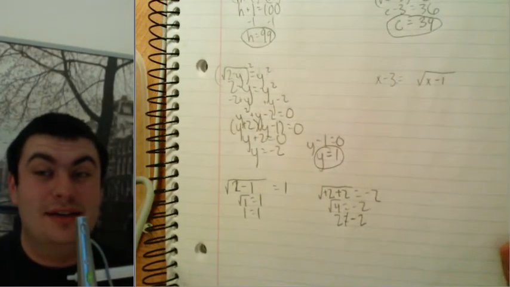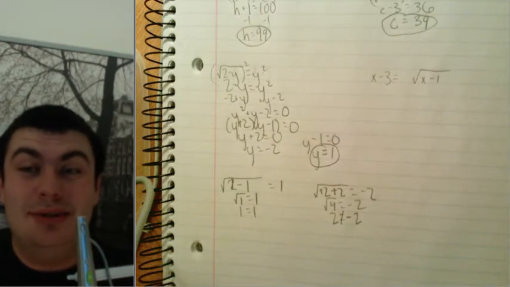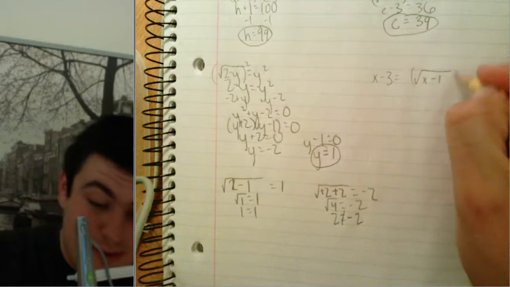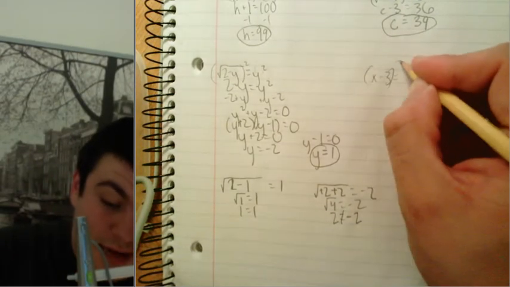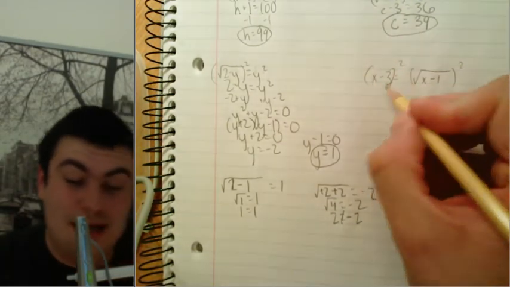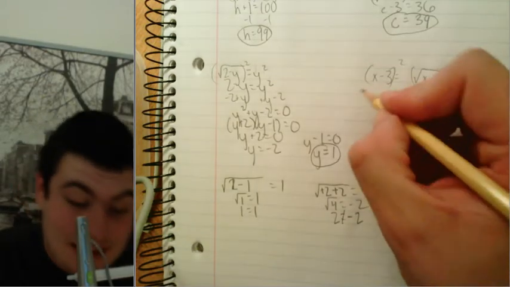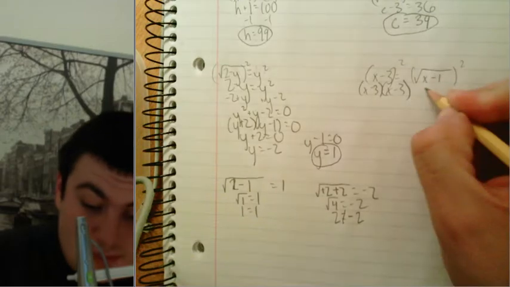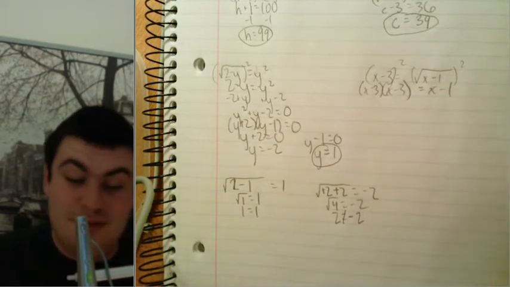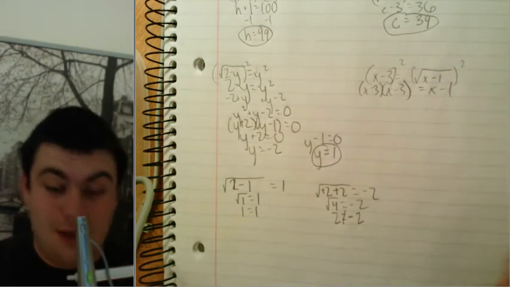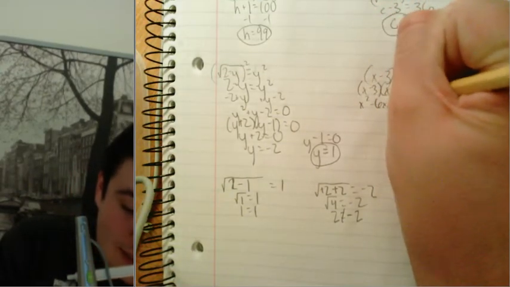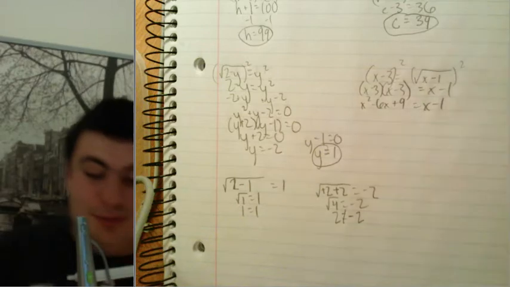Let's take a look at another example. x minus 3 equals the square root of x minus 1. The radical is all by itself, so we'll square both sides. Now, be careful here, because when we do x minus 3 squared, we really have x minus 3 times x minus 3 equals x minus 1. So we have to FOIL over here. So we're going to get that x squared minus 6x plus 9 equals x minus 1.